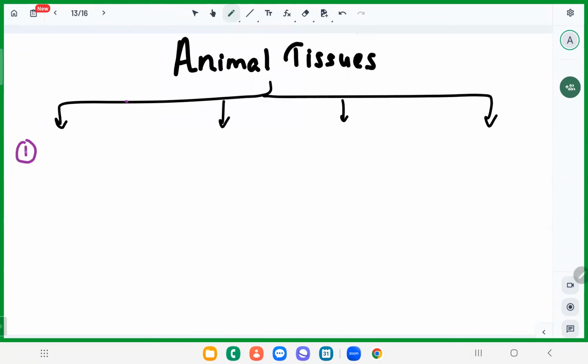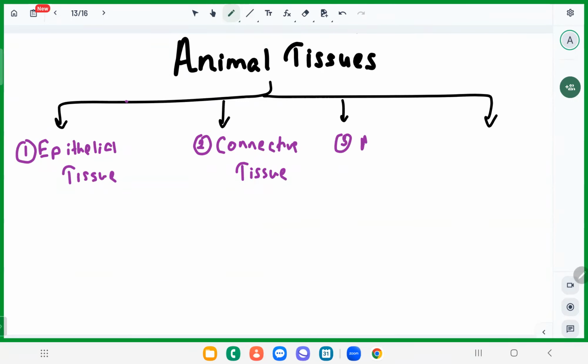The first one is the epithelial tissue. And the second one is the connective tissue. And thirdly, we have the muscle tissue. And finally, we're going to be discussing and learning about the nerve tissue. So in this video, we're going to cover the first and second type of tissues. We're going to be learning about the epithelial tissue and the connective tissue.